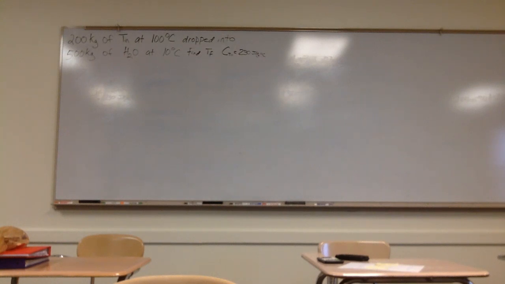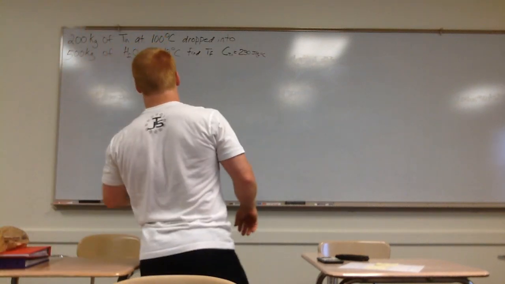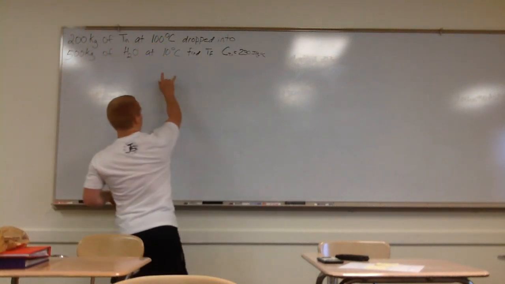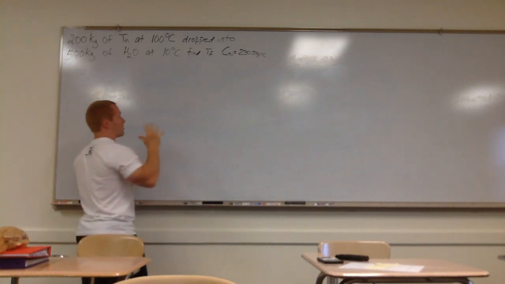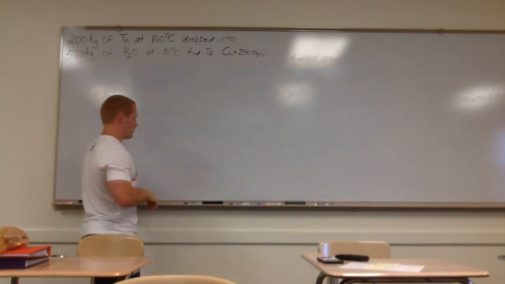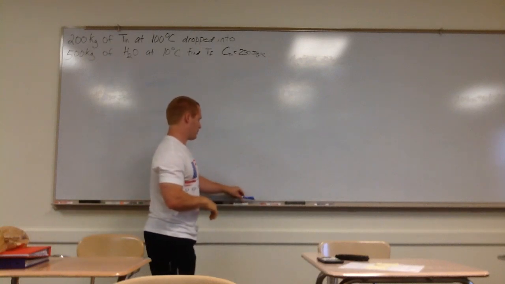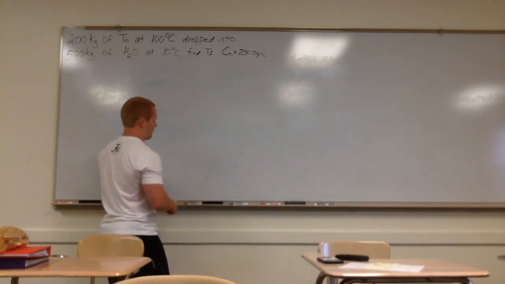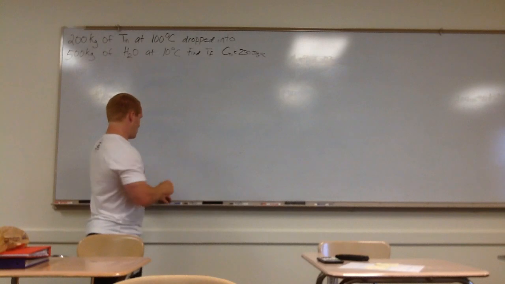So we have 200 kilograms of tin at 100 degrees Celsius dropped into 500 kilograms of water at 10 degrees Celsius. Find the final temperature, and the specific heat capacity of tin is 230 joules per kilogram degrees Celsius. So essentially what we have is we have a metal.